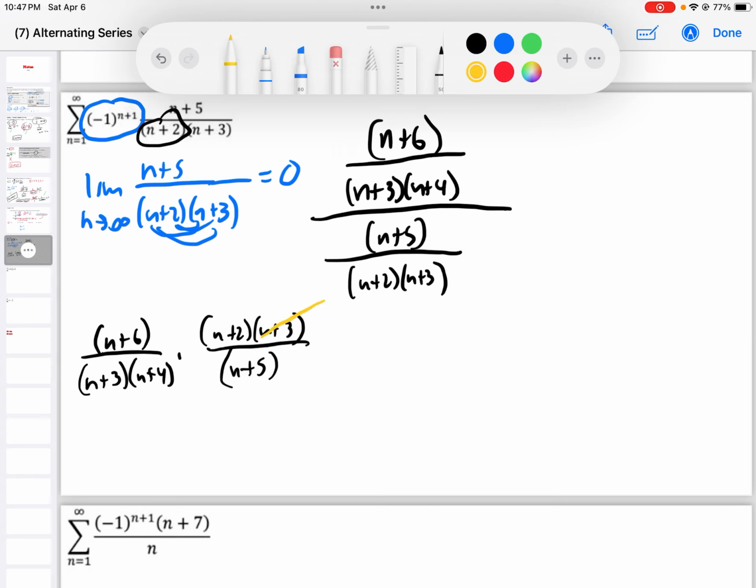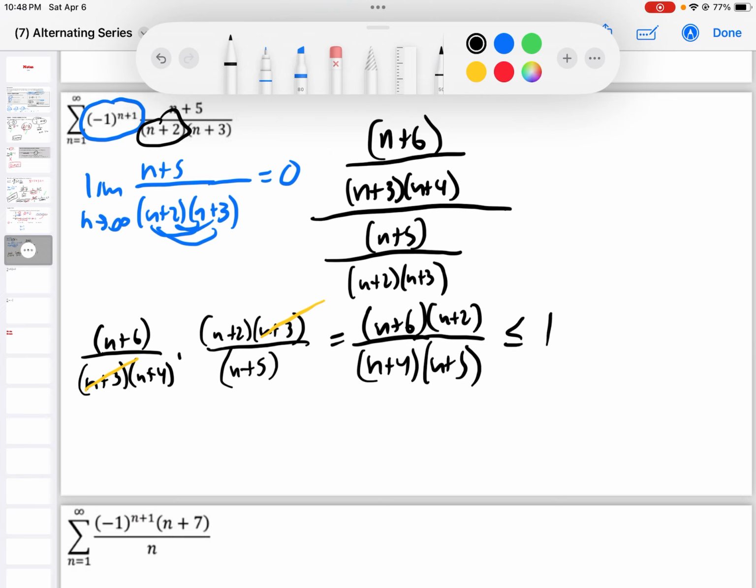And I notice that the n plus 3's cancel. So I get n plus 6 over n plus 4, n plus 5. And you might be able to say that that's less than or equal to 1, but I don't know if we can really say that, if that's enough proof. You might use some kind of logic: 6 times 2 is 12, and that's smaller than 4 times 5, which is 20.